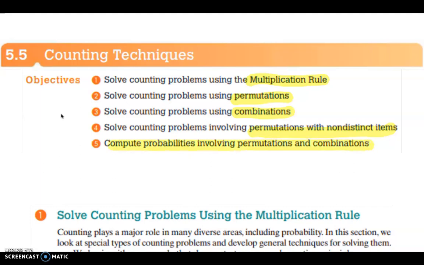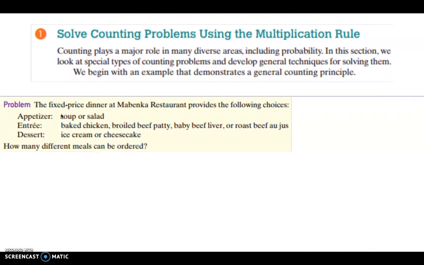So some of these words may be brand new to you, and so we'll definitely cover these in pretty good detail. But this is all about counting, because a big part of probability is being able to count the number of possible outcomes. So first, solving counting problems using the multiplication rule. The idea of counting plays a huge role in many diverse areas, including probability. So we're going to look at some special types of counting problems and develop some general techniques for trying to solve them. And let's just begin with an example that demonstrates a general counting principle.